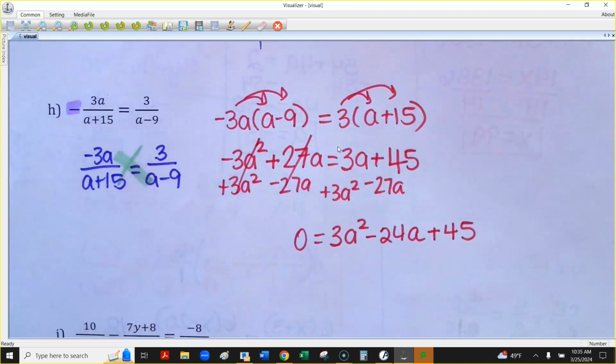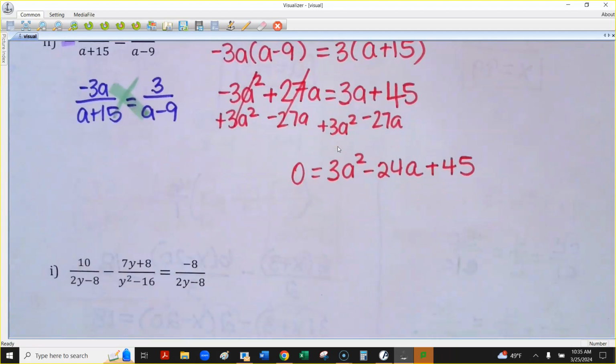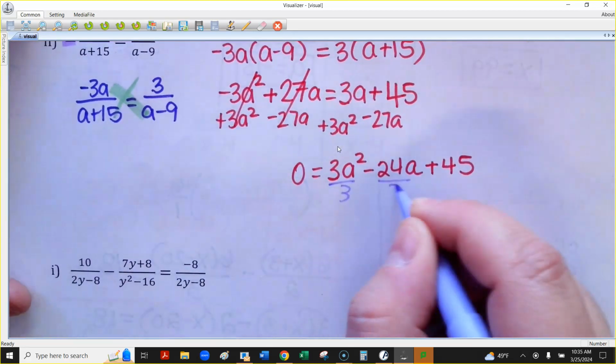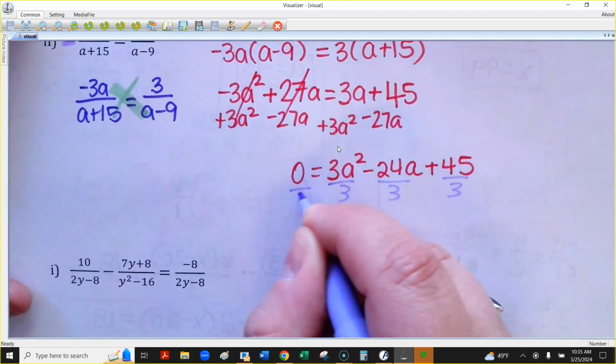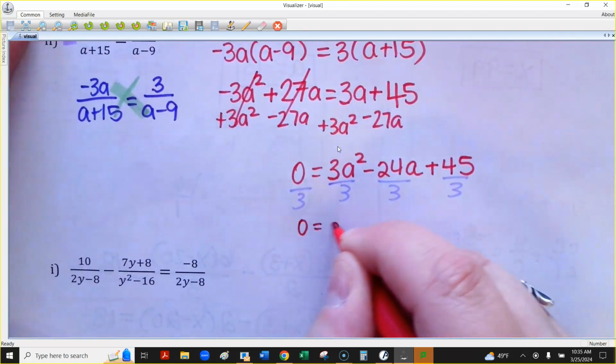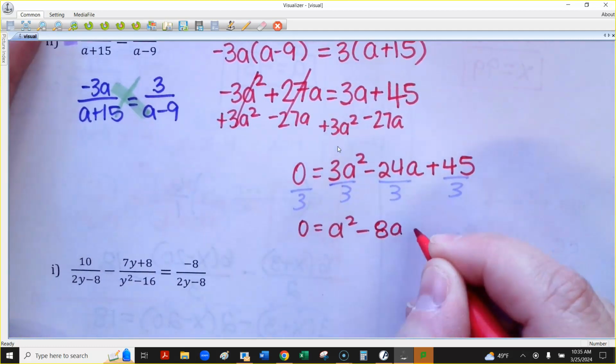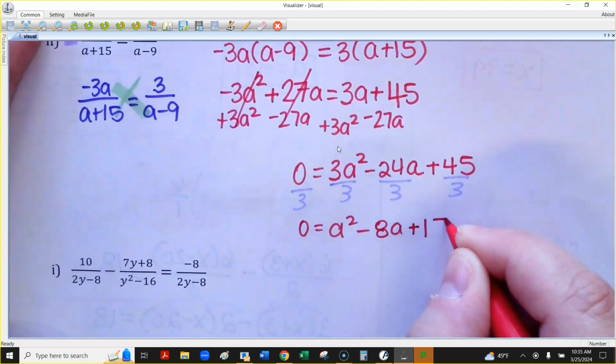All right, what do you all notice about all the numbers in that quadratic? Do they have anything in common? 3, 24, and 45. 3. Okay, so get rid of that. Don't try to factor this. Get rid of that first. You can always divide 0 by a number, completely legal. This becomes a squared minus 8a, and then plus 15.